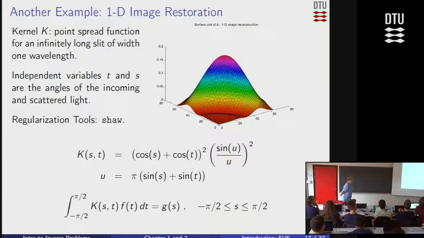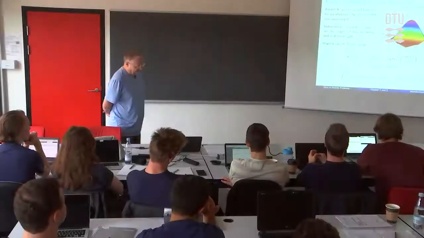But you notice that this kernel is a nice and smooth function in two variables. So you would think, oh, well, that's a nice problem to solve. It's nice and smooth.